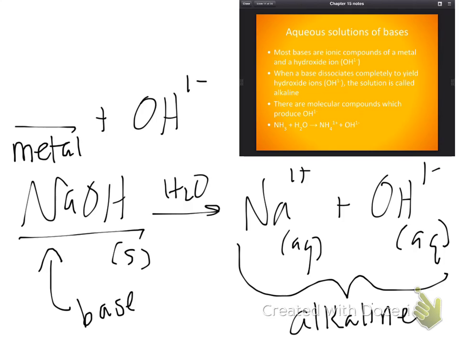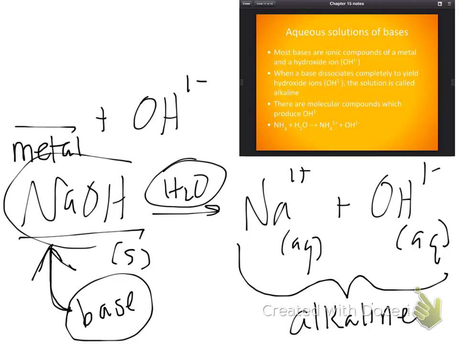And there's a lot of confusion about these words, and I screwed this up myself, so I'm not going to expect you to have it perfect. I'm not going to try to play a gotcha on this. But the compound itself is the base. The resulting solution is an alkaline solution. So alkaline describes a solution. We don't say that sodium hydroxide is alkaline. A sodium hydroxide solution is alkaline, though.